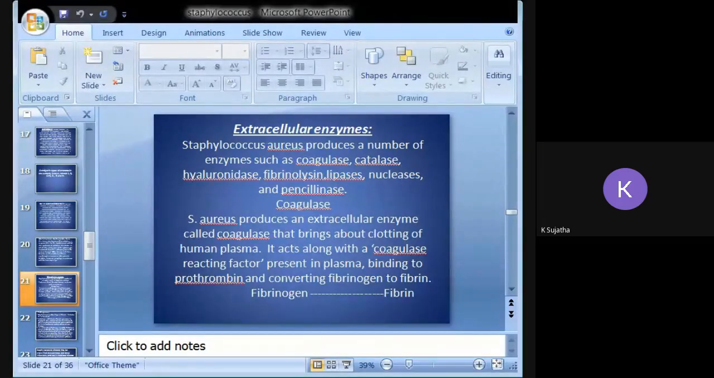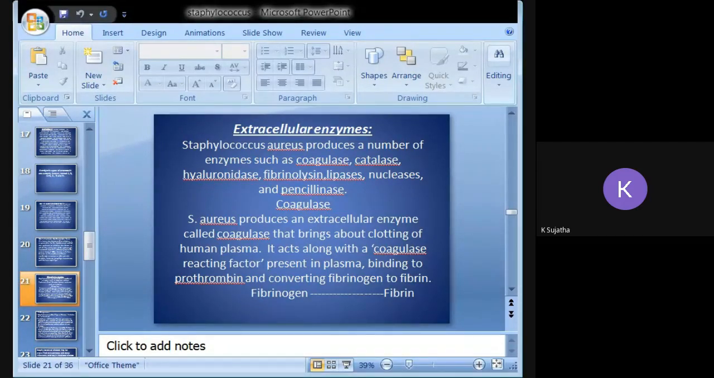Next, today's topic continuation: extracellular enzymes. Staphylococcus aureus produces many enzymes on the surface of the bacteria: coagulase enzyme, catalase enzyme, hyaluronidase enzyme, fibrinolysin enzyme, lipases, nucleases, and penicillinase enzymes. These kinds of enzymes are produced by Staphylococcus aureus. So first one, coagulase enzyme. This is the main important enzyme. Listen carefully.